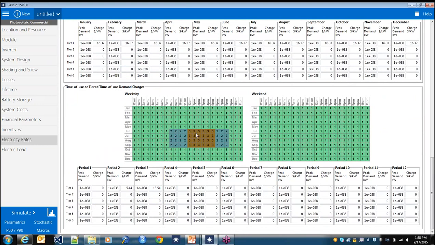As we look at programming our dispatch controller, I'm going to focus on this peak period here where we have time of use demand charges. This period 3, they're $18.54 a kilowatt on top of whatever the fixed demand charge is. So let's look at trying to reduce that, between June and October, from 12 to 6 p.m.